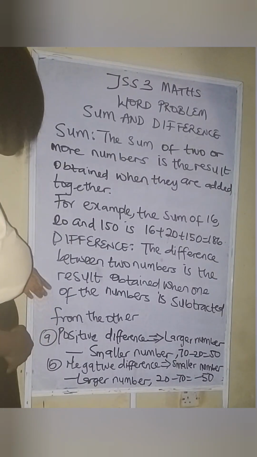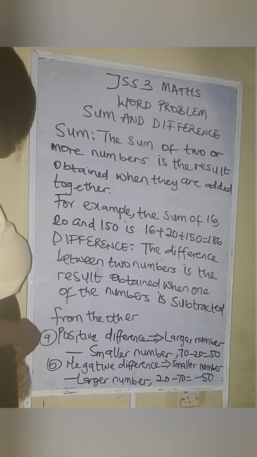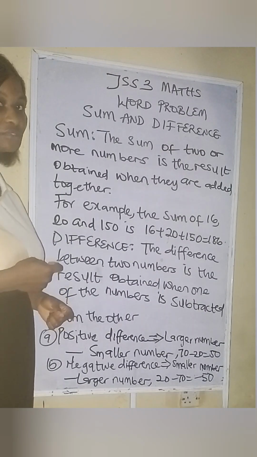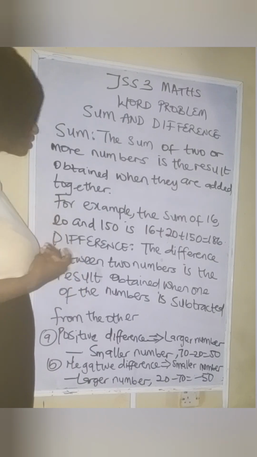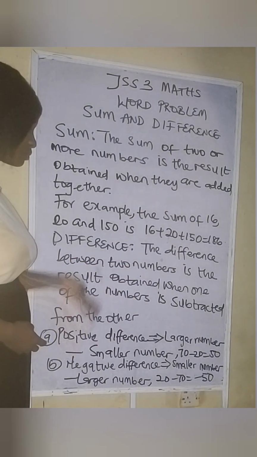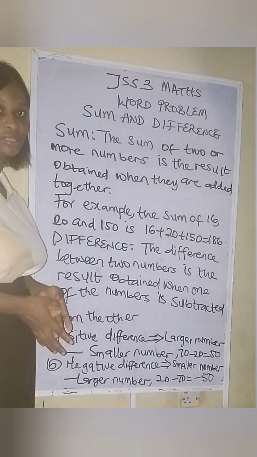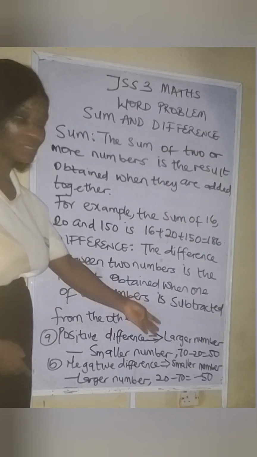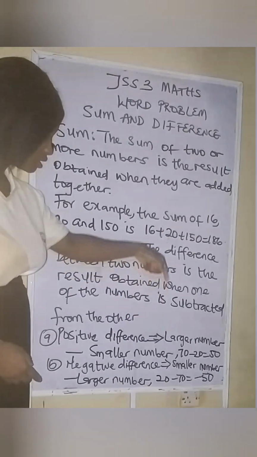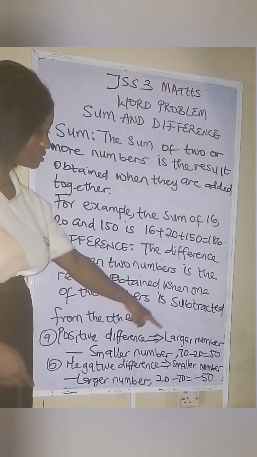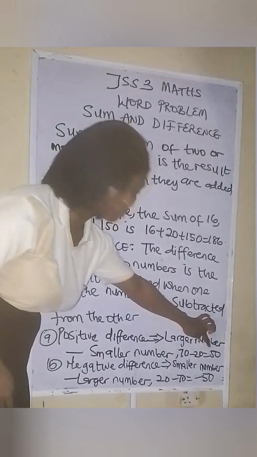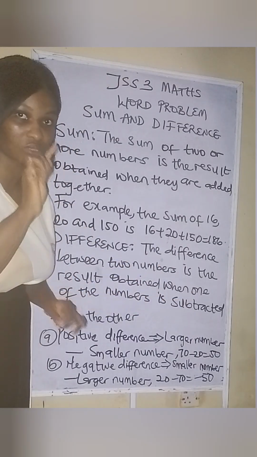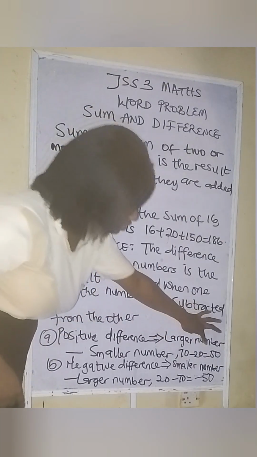Now let's look at the two types of difference. We have the positive difference and the negative difference. The positive difference is when we subtract a smaller number from a larger number, when the larger number comes first before the smaller number. For example, we have 70, a larger number, minus a smaller number, which is 20. So that's 70 minus 20 equals 50. You observe there's no minus in the answer. There's nothing like minus 50. So this is what we call positive difference. Positive means plus. So there's always a positive sign here that we cannot see.